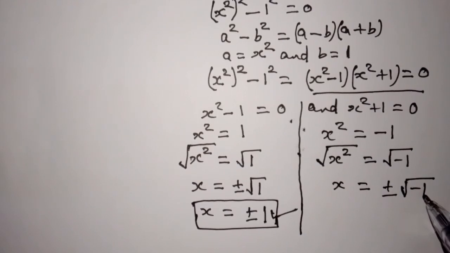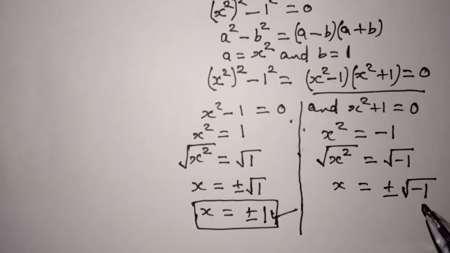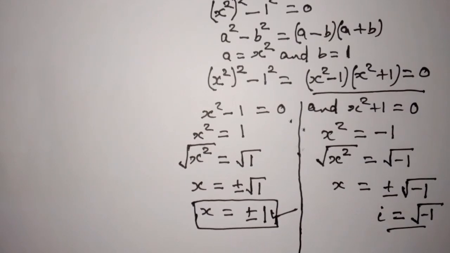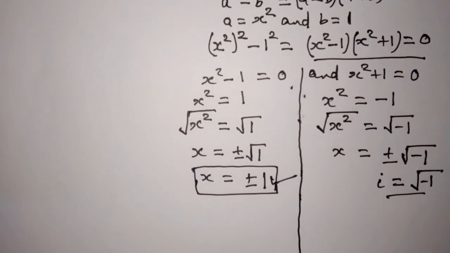And we know that this is going to give us an imaginary number. Imaginary number i is given by square root of negative 1. Therefore, x is equal to plus minus i.